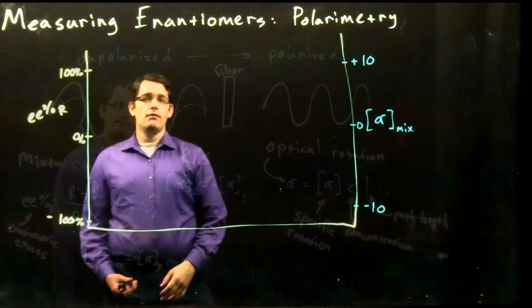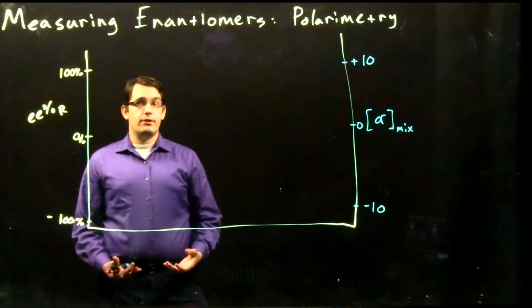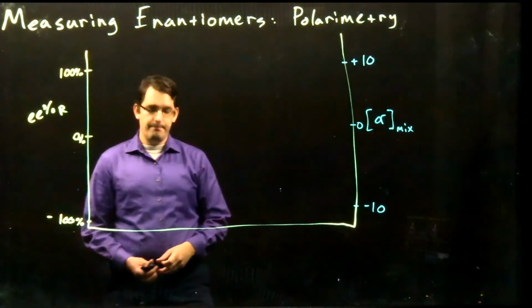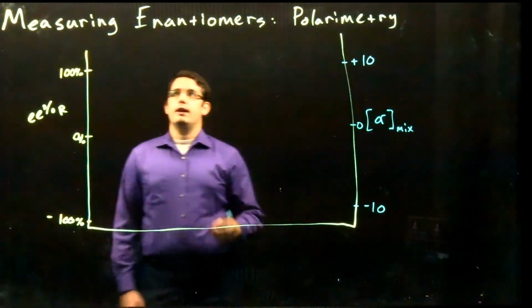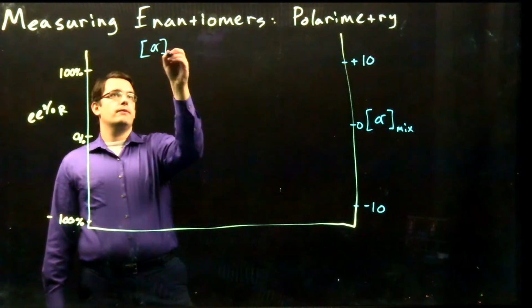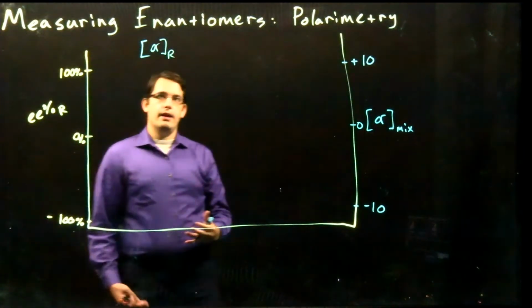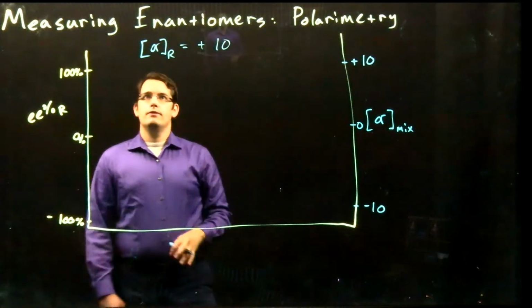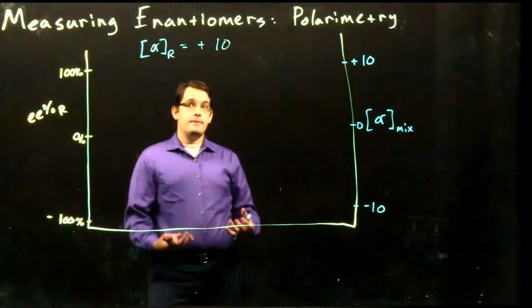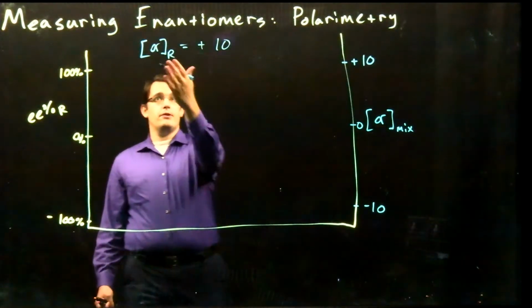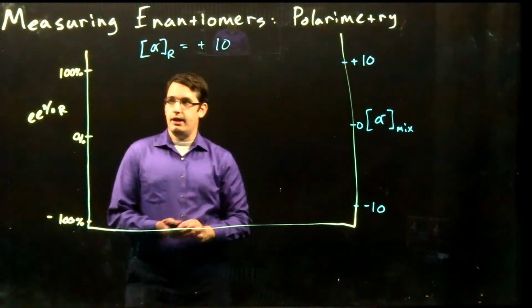In order to understand what the specific rotation of a mixture looks like, it's helpful to look at this in graph form. In this case, we're going to look at an example of an enantiomer with the specific rotation for our R enantiomer of plus 10. So that means that if we have 100% of our R enantiomer, so we only have our R enantiomer, our specific rotation should be plus 10.